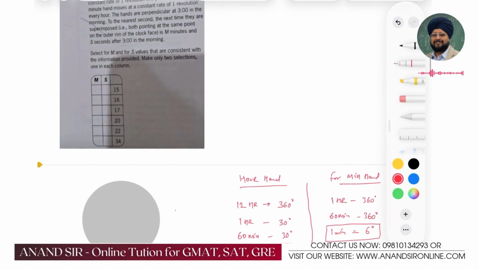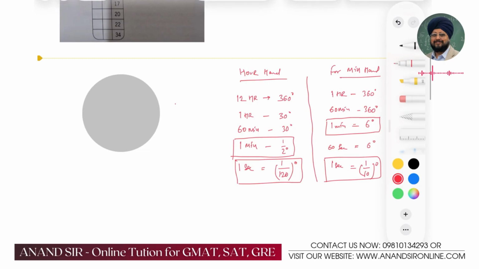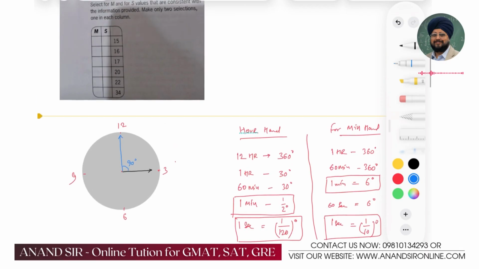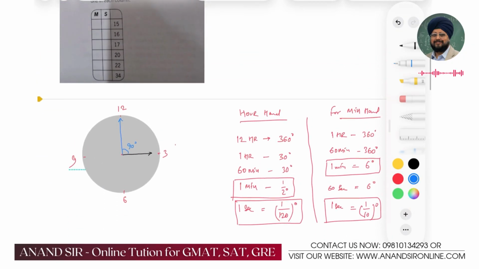Let us begin further. Now he is saying that the hands are perpendicular at 3 in the morning. At 3 in the morning, what happens? This is 12, this is 3. At 3 in the morning, the hour hand points at 3. And the minute hand, let us mark it with the blue color, it is at 12, right? Means there is a difference of 90 degrees already there. Now we have to see, to the nearest second, the next time they are superimposed. So we have to search from these options.